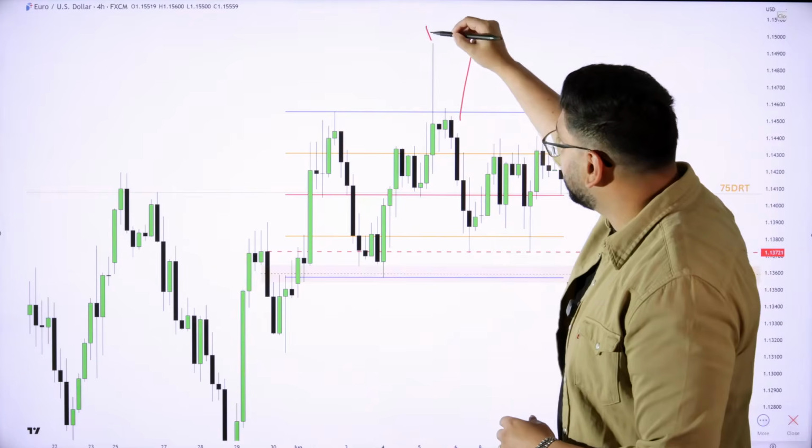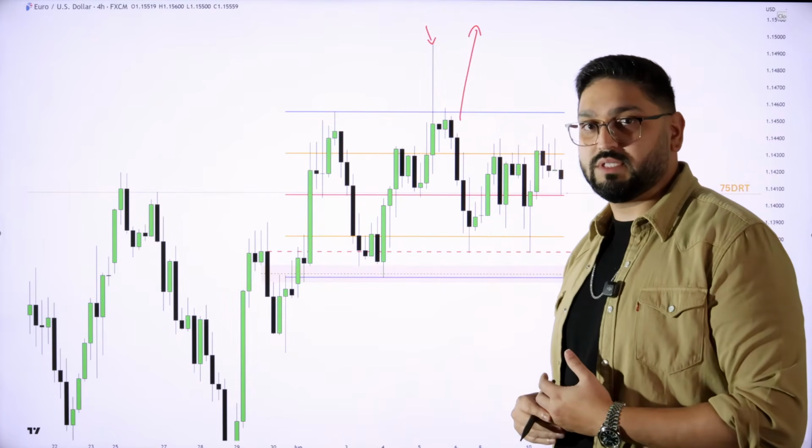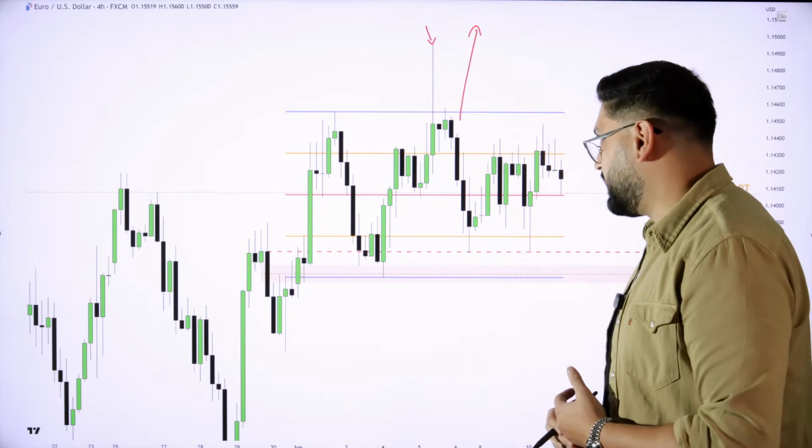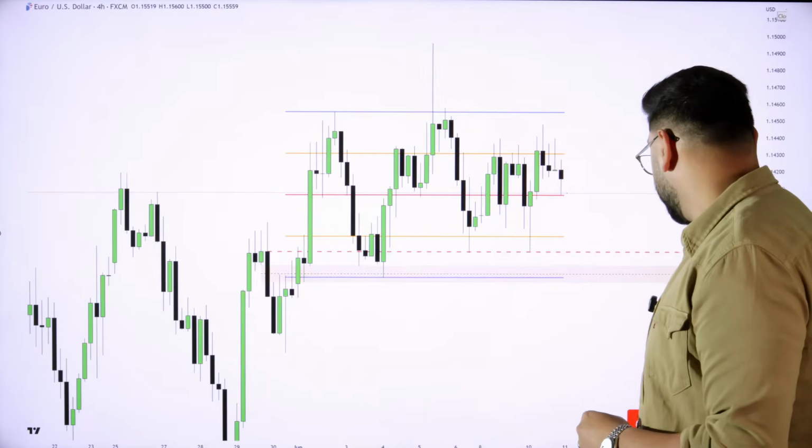So this wick is a stop run. Now, if you've been following the DRT series and you've been through the DRT model, when we see this occur, we want to drop to a lower time frame.